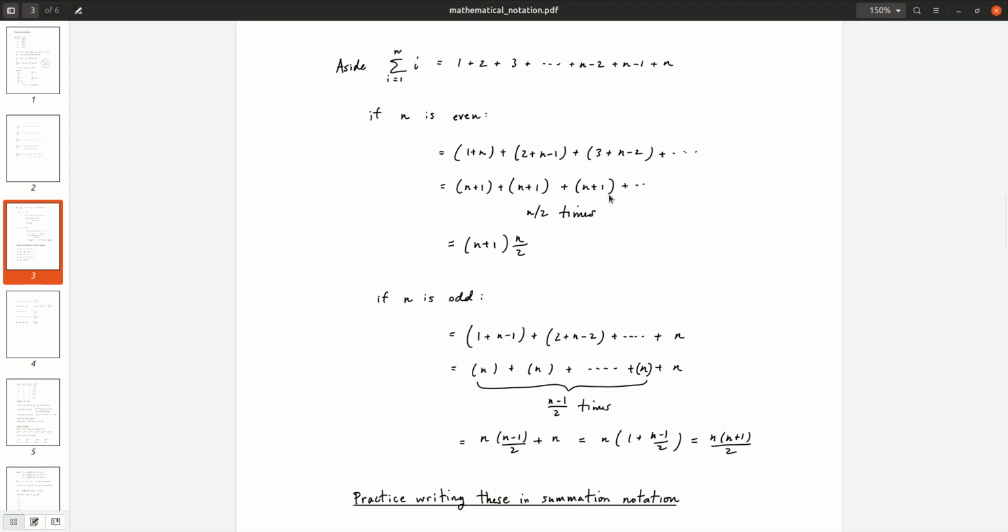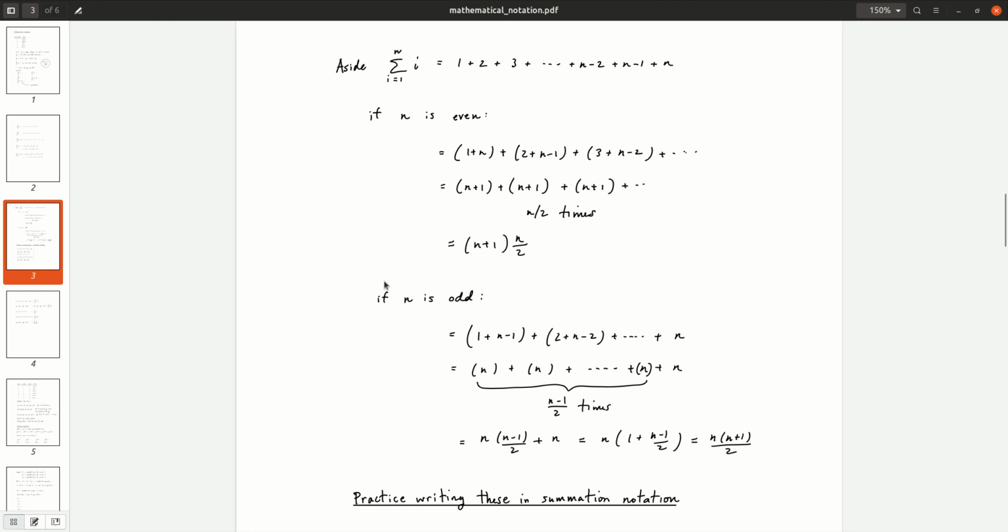Since you had n terms and you put them into pairs, you get n over 2 pairs. So the total sum is just n plus 1 times the number of them, which is n over 2. So this is a formula for what this summation is when n is an even number.